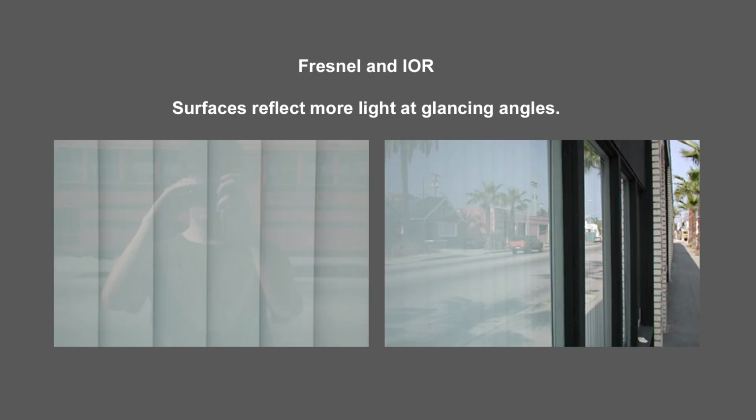And then also there's the law of Fresnel and IOR. So surfaces reflect more light at glancing angles. You can see here on the left, if I'm looking directly at a piece of glass and taking a photograph, I can see my reflection. But if I instead go at a glancing angle on the same window, you can see that the reflection is much stronger as it goes off towards the edge instead of looking at something straight on. And this is called Fresnel.